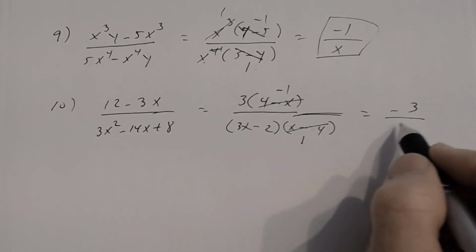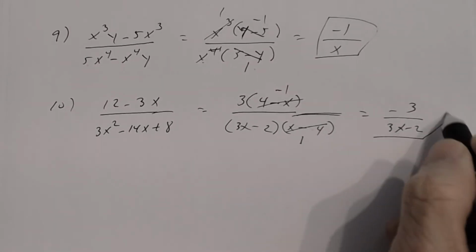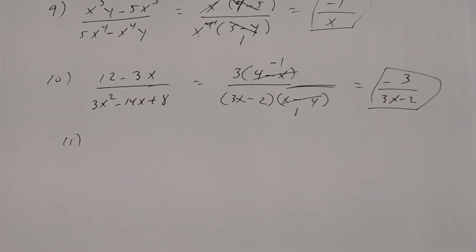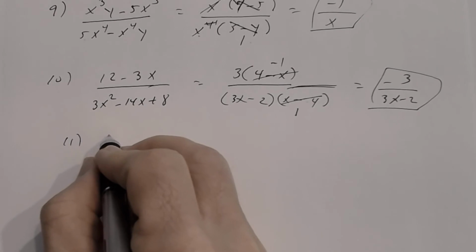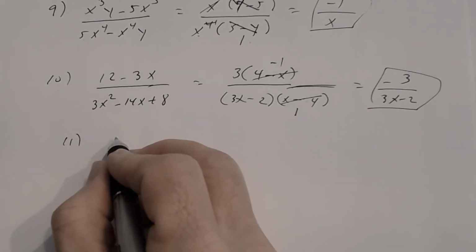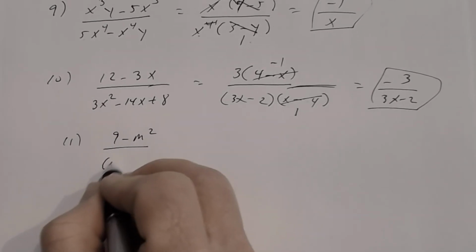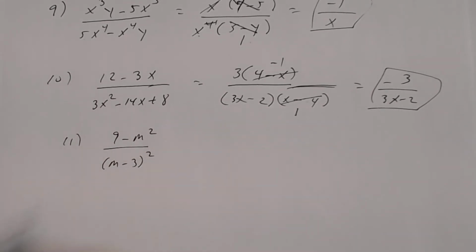3x minus 2 times 1 is 3x minus 2. All right, number 11. Let's suppose we had 9 minus m squared divided by m minus 3 squared. So 9 minus m squared divided by m minus 3 squared.